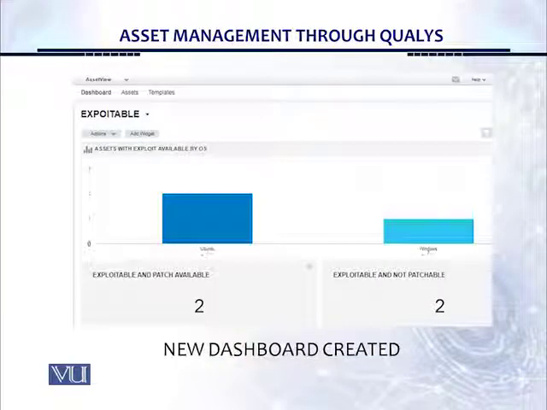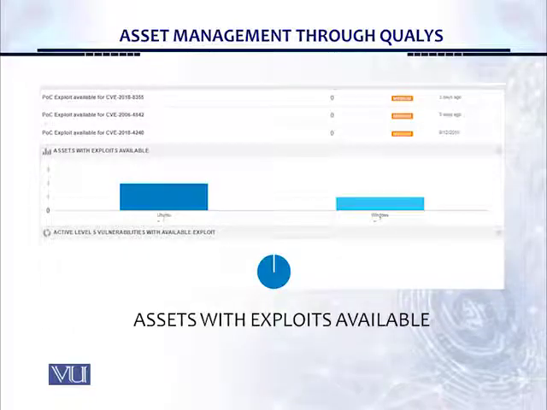And then once you create a new dashboard, here, for example, we have created a dashboard for assets with exploit available shown by their different operating systems. And here you can see exploitable and patch available. There are two assets which are exploitable and their patch is available. And then there are two assets which are exploitable and their patch is not available. So here in this view, we can see that the assets with exploits available screen is visible. And you can actually see which vulnerabilities are going to be affecting these assets.